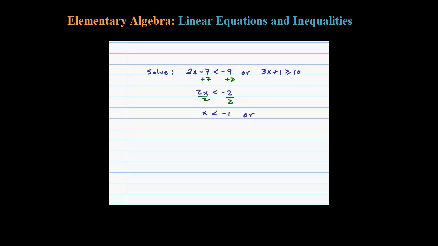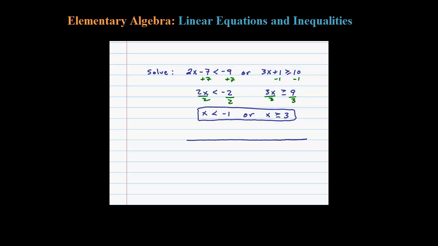Or, now working the second inequality, by subtracting 1, we'll have 3x is greater than or equal to 9. And then dividing by 3, that leaves us with x is greater than or equal to 3. Okay, so this is our answer. Any numbers less than negative 1 or any number greater than 3 should solve the original inequality.